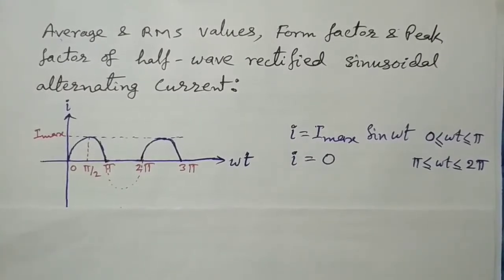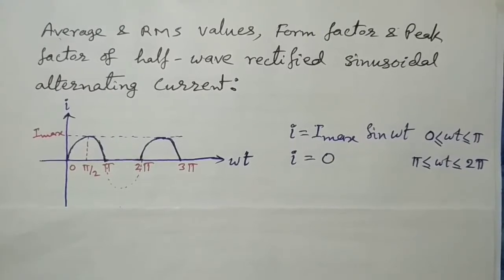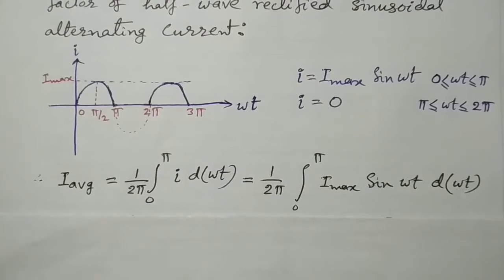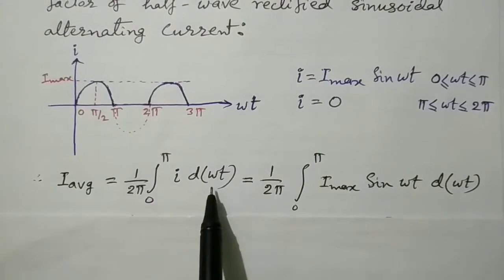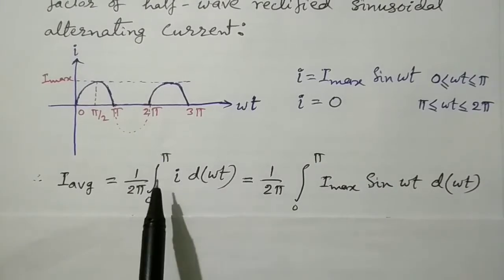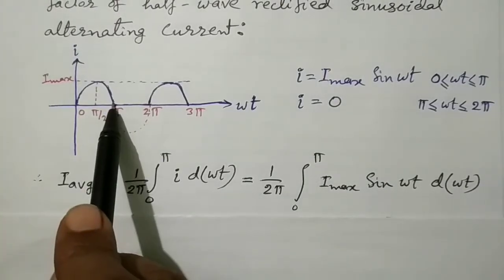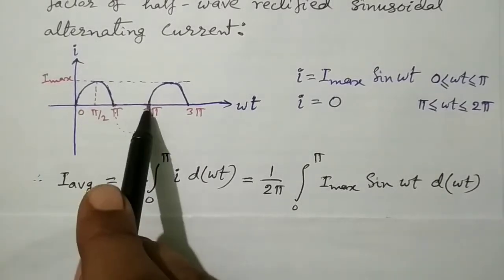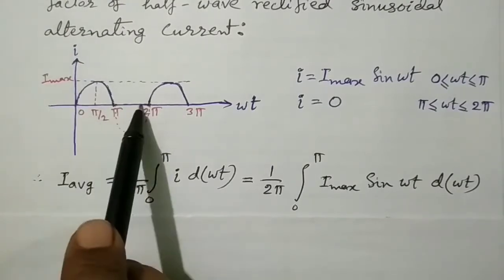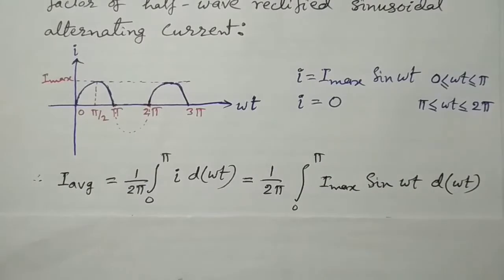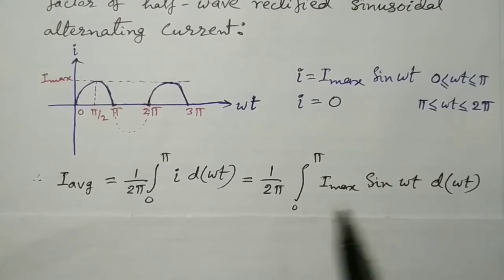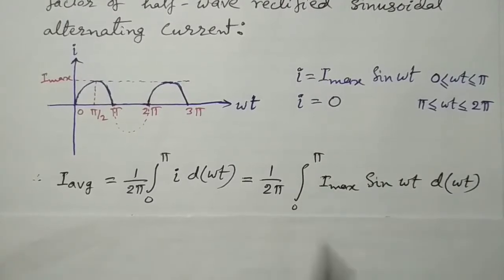To calculate the average and RMS value of an unsymmetrical waveform, we always consider the full cycle. Therefore, the average value will be integration 0 to pi I d omega t. It will give us the area between 0 to pi, and then we will divide this value by 2 pi because we have to consider the full cycle. So we take the base length of the full cycle, that is 2 pi. Now put the value of I, that is I max sin omega t, and we will integrate in the range between 0 and pi.